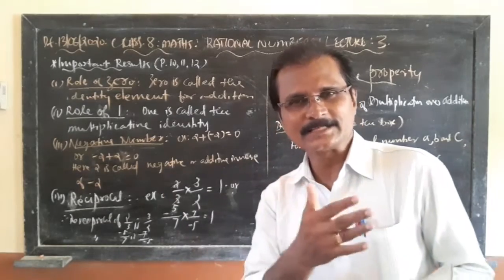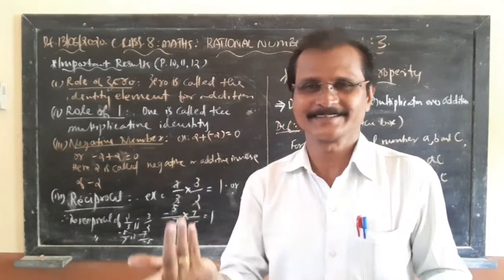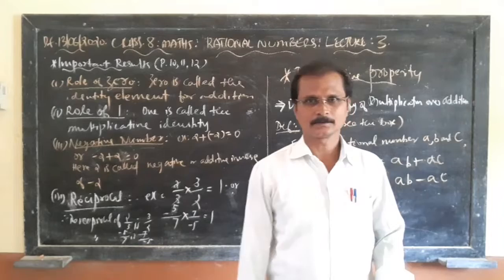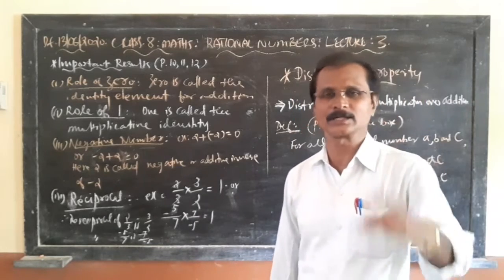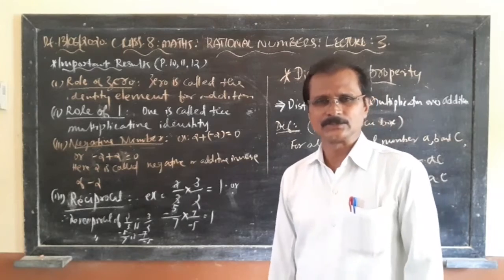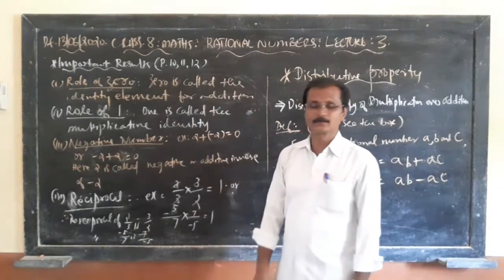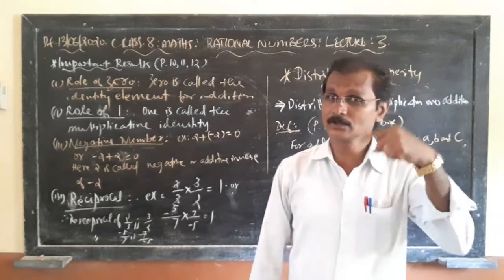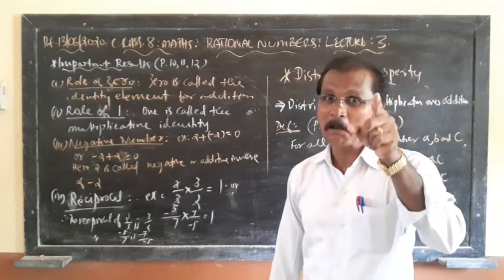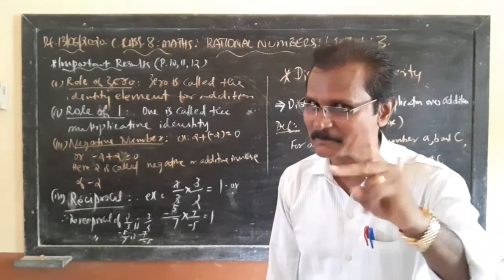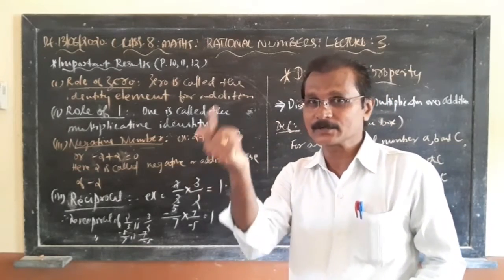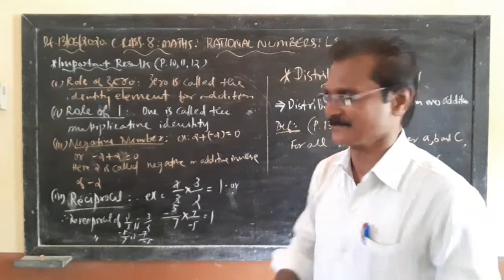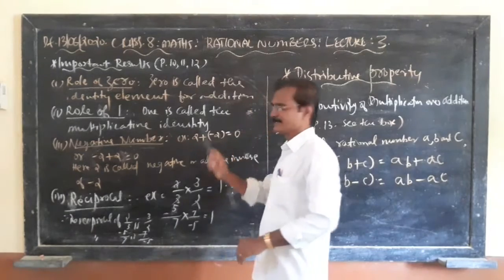If you are adding 0 to any number, then the result will be the same. So 0 is called the identity element. You can say identity element or neutral element, both are correct. 0 is called the identity element or neutral element for addition. And the role of 1: 0 in addition, 1 in multiplication. 0 is the identity element for addition, 1 is the identity element for multiplication.